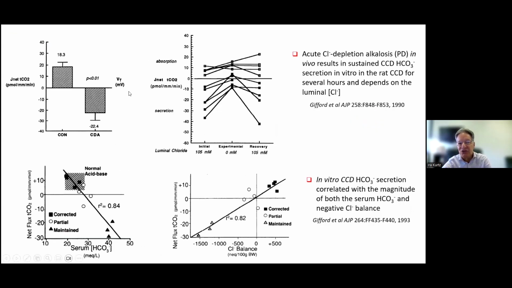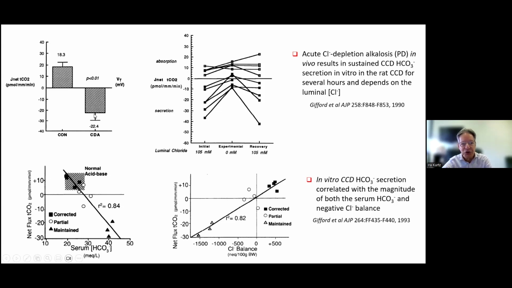Now that they knew that they had bicarbonate secretion, they could look at the effect of luminal chloride in the isolated perfused tubule, where you have easy access to changing the chloride concentration in the lumen of the tubule to whatever you want it to be. And in those experiments, you could look at bicarbonate secretion. So this was done in the 90s, 1990, a little later.